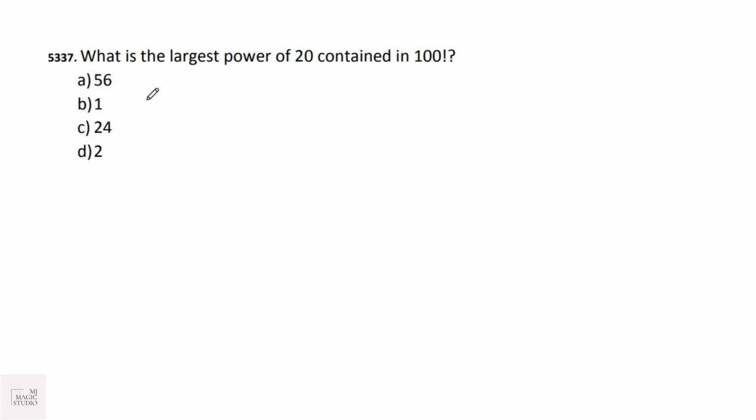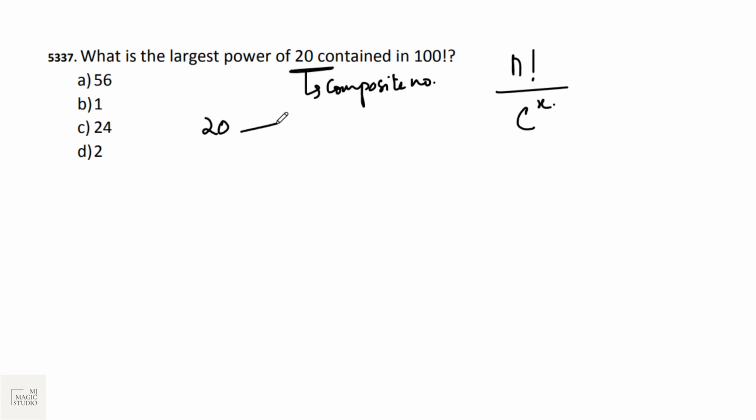Now the same type of question, but here: what is the largest power of 20? 20 is not a prime number, it is a composite number. Now what to do in case of a composite number? Factorial n is divided by composite to the power x. Break this composite number into prime factors. So we'll get 2 to the power 2 and 5 to the power 1.